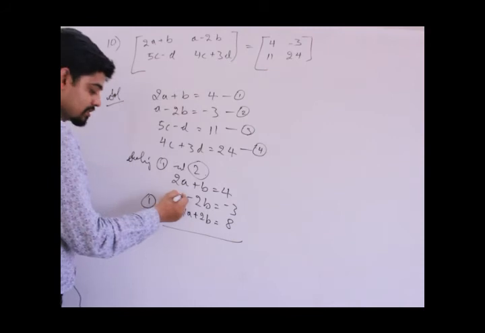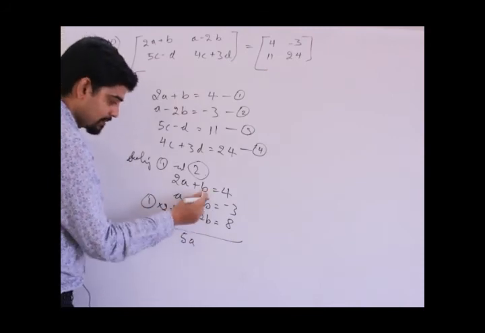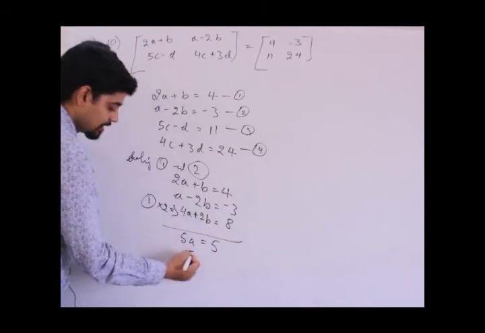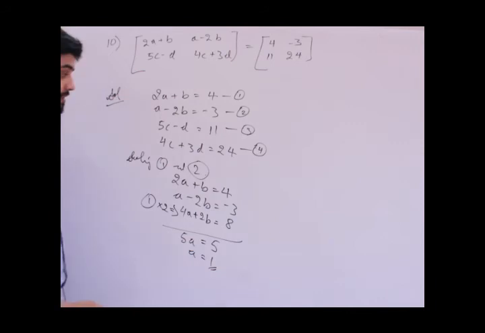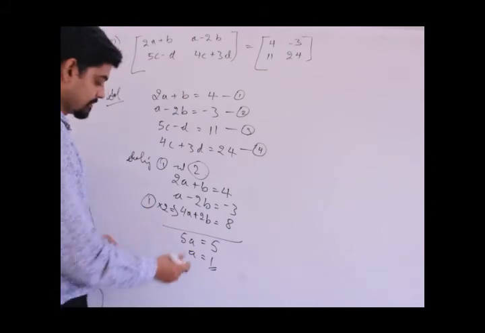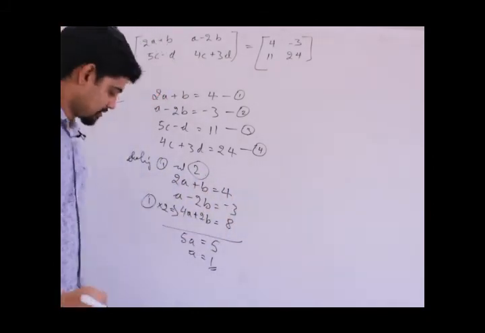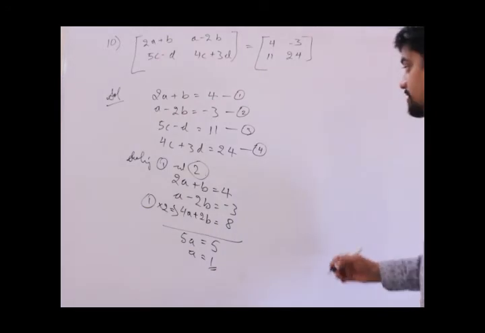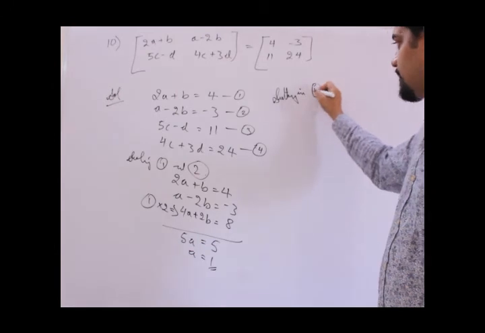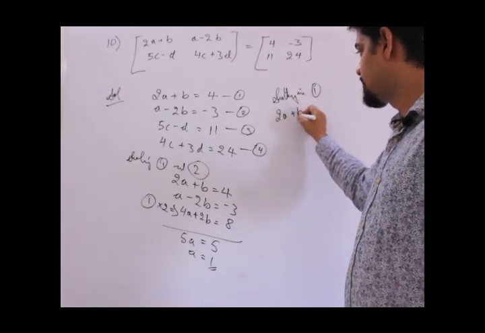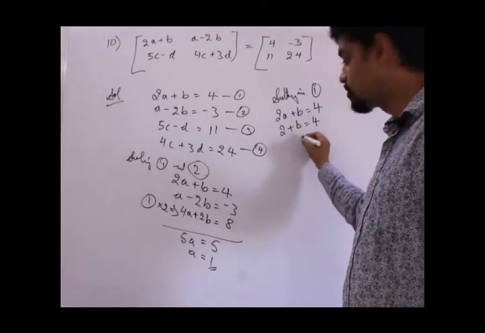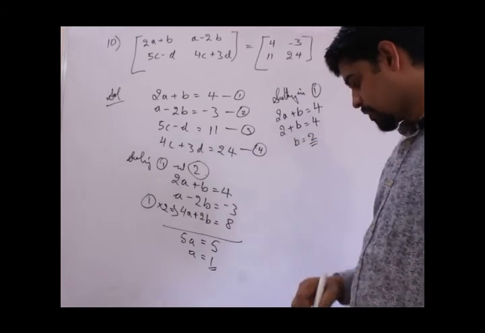Add both the equations, so this will be 5a; minus b plus 2b will get cancelled out, and here it will be 5a is equal to 1. Substitute in any of the equations. So as I am substituting, substituting in the first equation, this is 2a plus b is equal to 4. So 2 into 1 is 2 plus b is equal to 4. Taking 2 to that side, so b is 2.